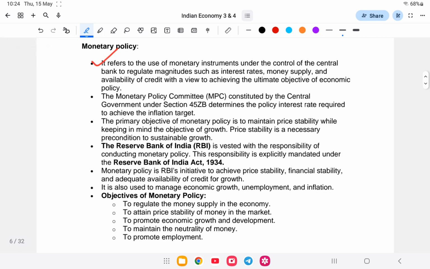Monetary policy refers to the use of monetary instruments under the control of the central government to regulate magnitudes such as interest rate, money supply, and availability of credit. The Monetary Policy Committee is constituted by the central government and conducted by the RBI under the Reserve Bank of India Act, 1934. The objectives of monetary policy are to regulate the money supply in the economy, attain price stability, promote economic growth, maintain neutrality of money, and promote employment. So this is the answer.